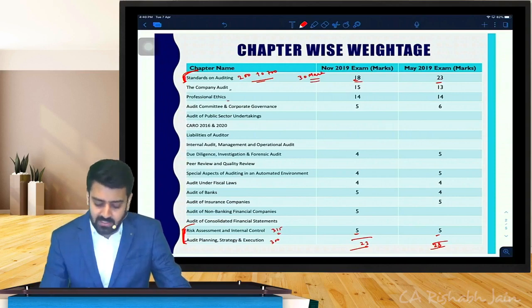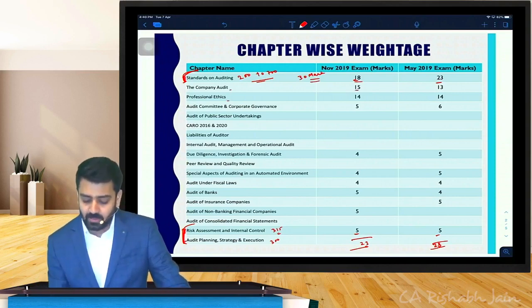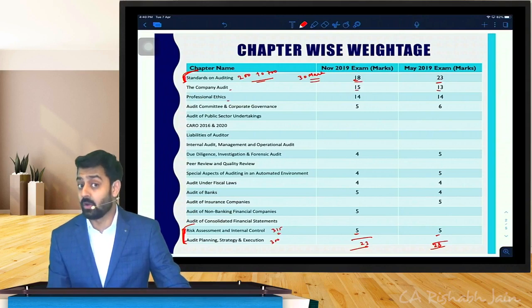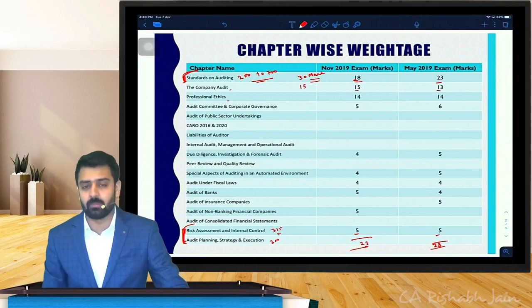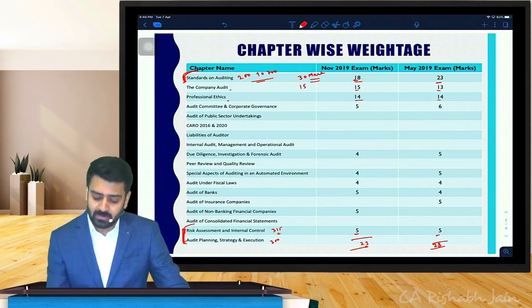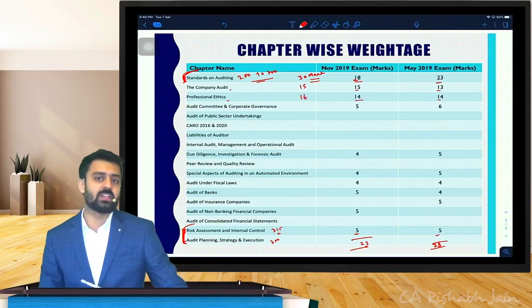Company audit, professional ethics. If you see clearly, 15, 13. This is a reminder, MCQ is not covered in this. So can I say on average 15 marks from company audit for sure. Professional ethics, can you see 14, 14? So approximately 16 marks from professional ethics for sure.